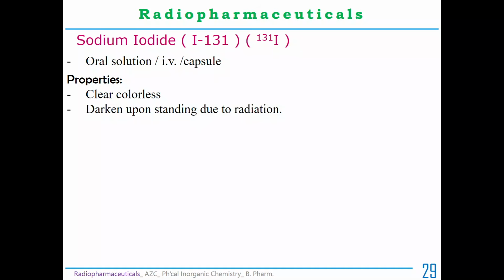Sodium iodide. This contains iodine 131, available as oral solution, intravenous, or capsule form. Properties. It is clear colorless, darken upon standing due to radiation. Preparation. Tellurium 130, on bombardment of neutron, emits gamma and converts in tellurium 131, then after spontaneous emission of beta rays forms iodine 131.